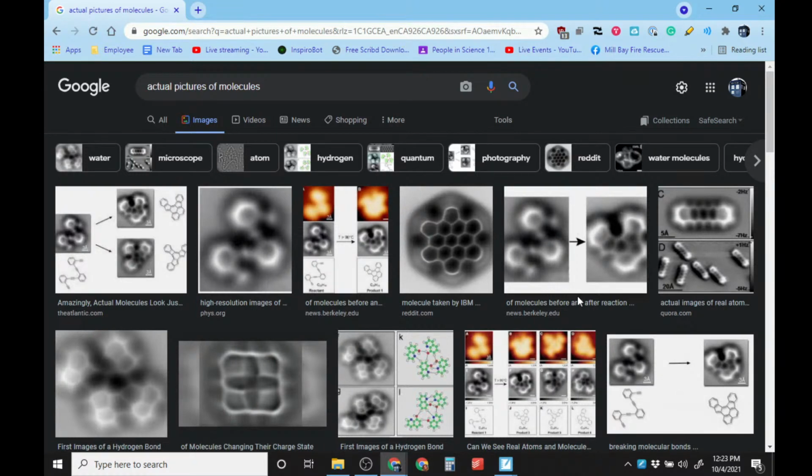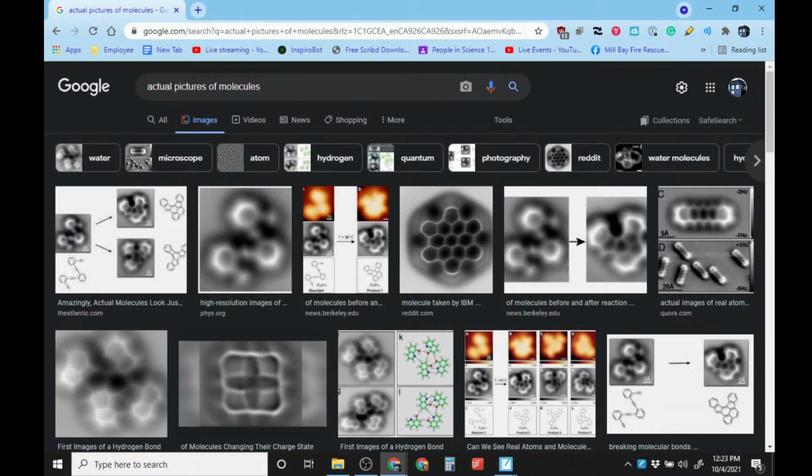Can you imagine trying to take pictures with it by throwing cameras and seeing where it sprays? And then you'd have to work backwards to figure out what the picture looks like. It would be kind of cool. It's kind of how they do that.